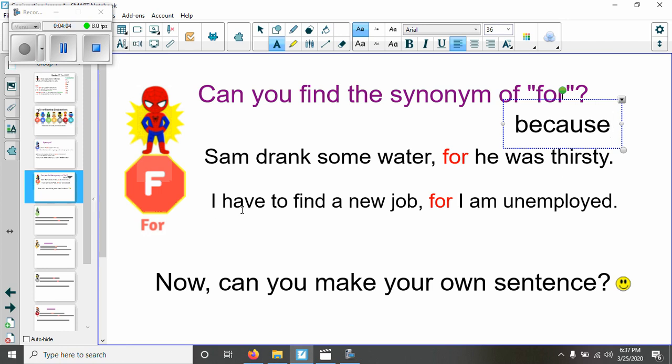Next, I have to find a new job, for I am unemployed. Let's try it with the word because. I have to find a new job because I am unemployed. So try to make your own sentence now. Feel free to pause at any time to try to make a sentence and write it down in your copybook. All right. Let's move to the next slide.